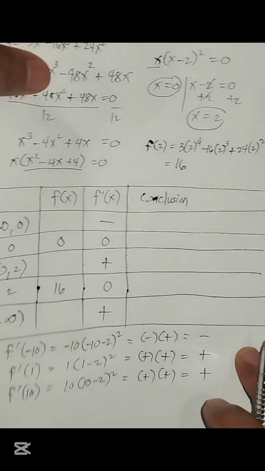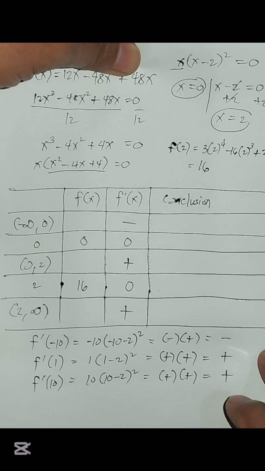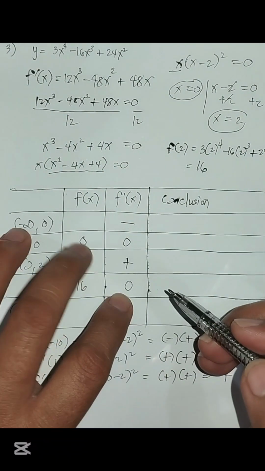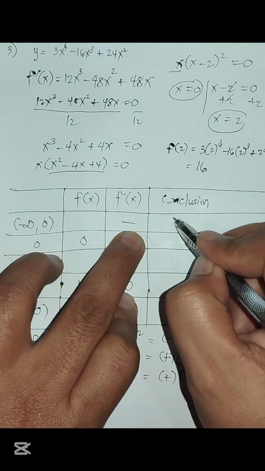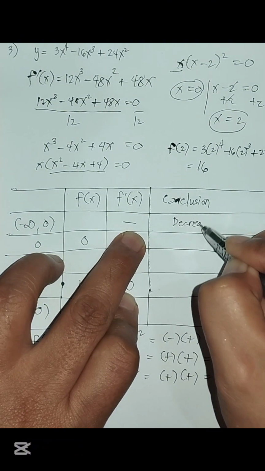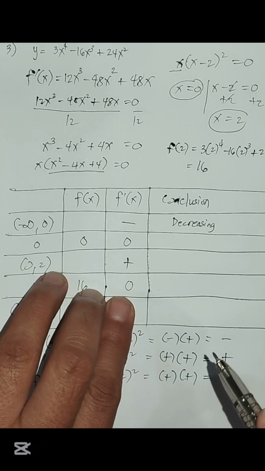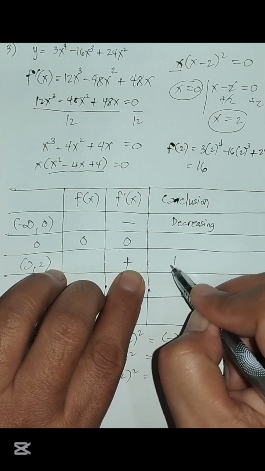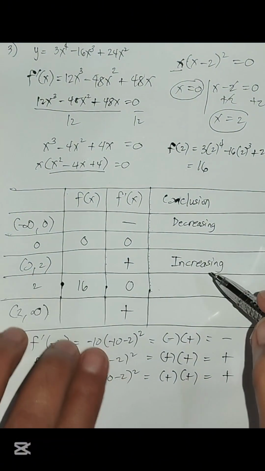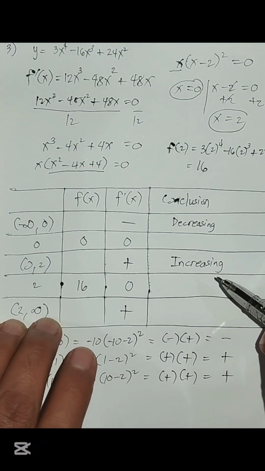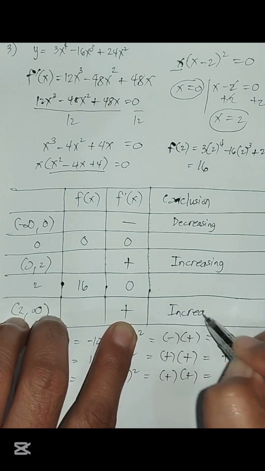Okay, so what is our conclusion here? For negative infinity up to 0, we have negative, so the function is decreasing for this part. In the interval 0 to 2, we have positive, so the function is increasing for this part. And for the interval 2 to positive infinity, also positive, so it is increasing for this part.